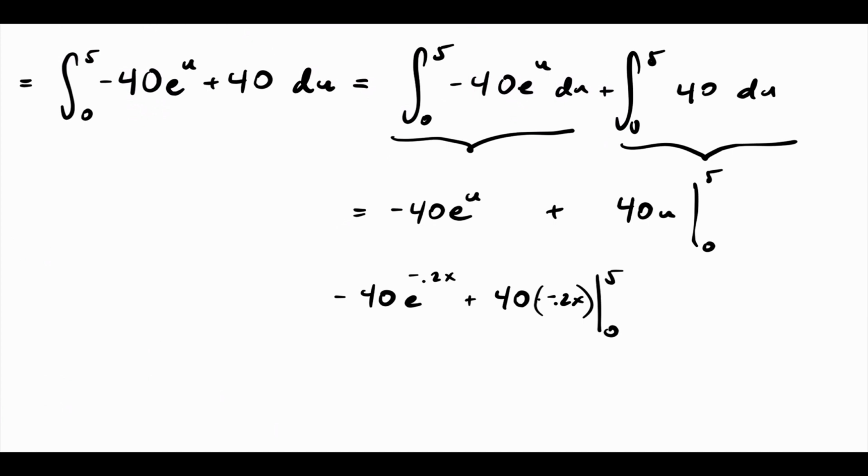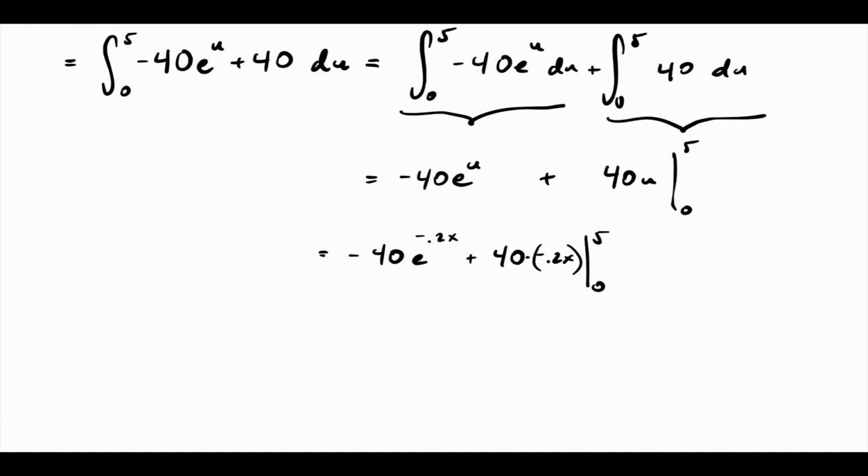U was negative 0.2x. So everywhere there was a u, I plugged in negative 0.2x. So now everywhere there's an x, I'm going to plug in a 5, and then I'm going to plug in a 0, and then I'm going to subtract those two. And then I'll be done. So the first thing is plug in 5 everywhere there's an x.